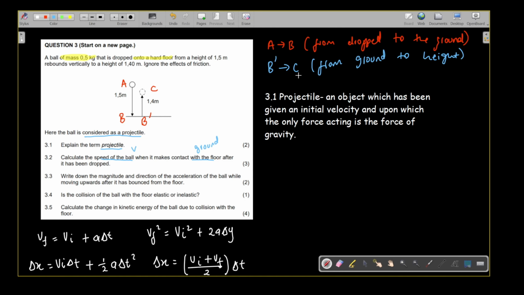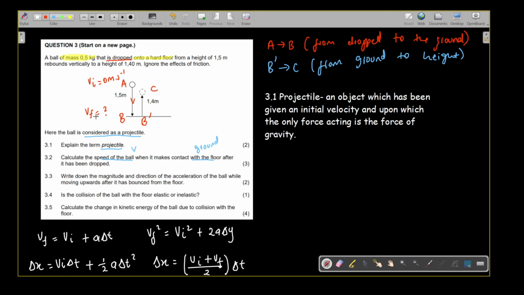So why are you going to call them A, B and the likes? This is so that you can differentiate between your initial and your final. If we're looking from A to B, our initial velocity is here. They said the ball is dropped. Whenever something is dropped, it means the initial velocity is 0 meters per second, and then it reaches B. We do not know the final velocity.